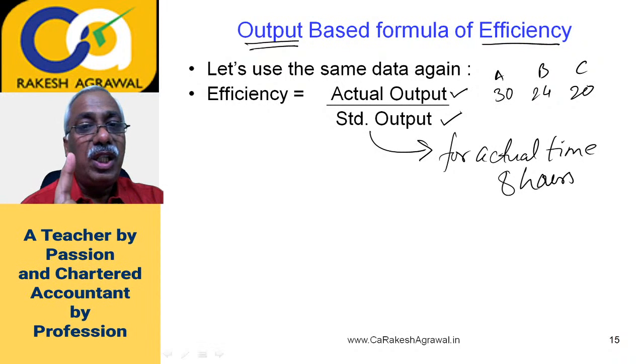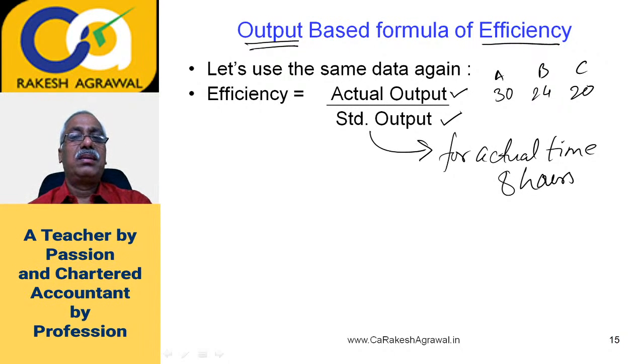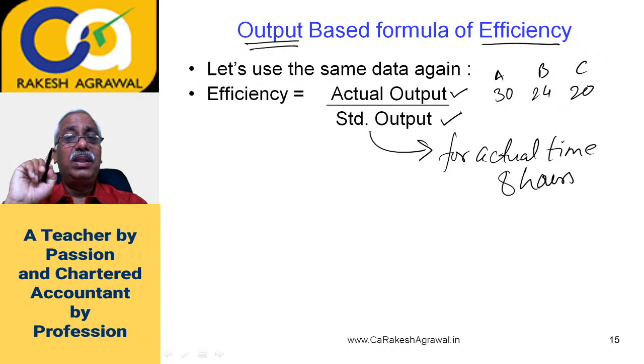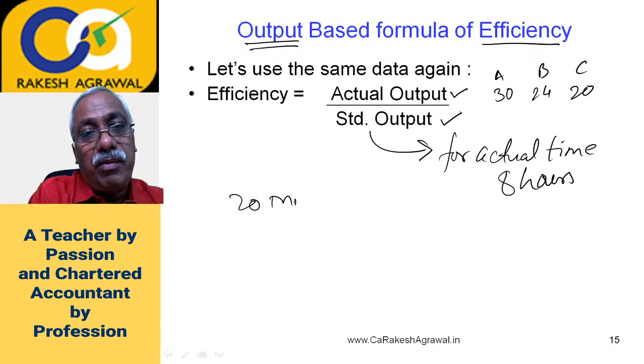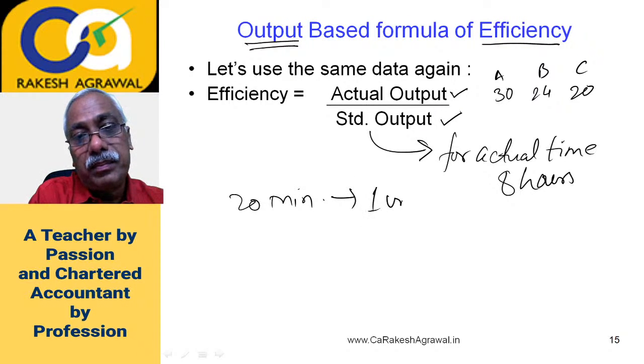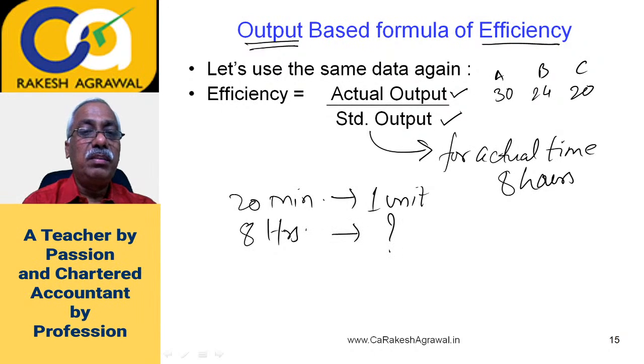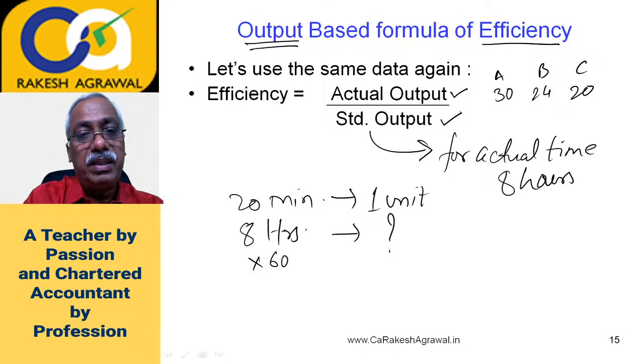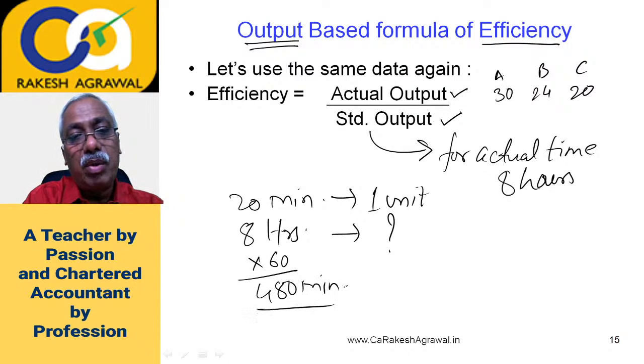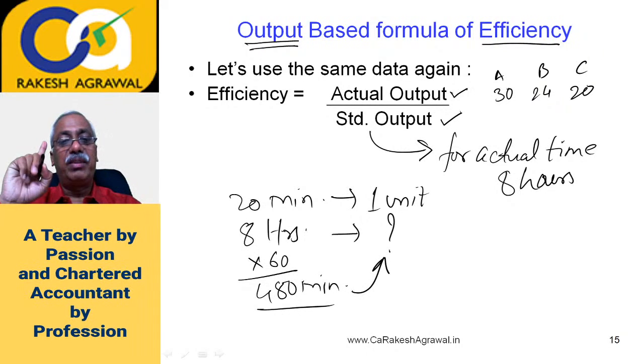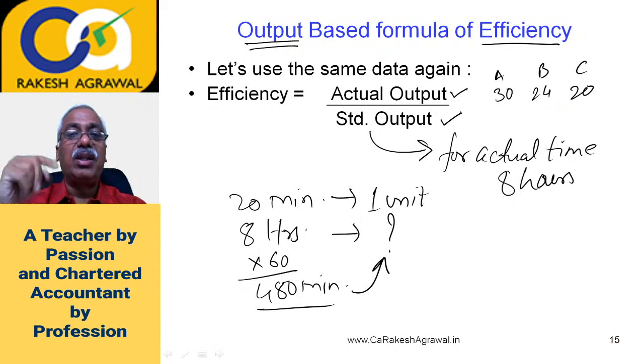Now see, we expected 1 unit in 20 minutes. From where did I get this? In the question or in that data we had seen that standard time allowed for 1 piece is 20 minutes. So in 20 minutes we expect 1 unit. So in 8 hours, how many units will we expect? You convert 8 hours into minutes, multiplying by 60. So 480 minutes. So in 480 minutes, how much will you expect? If in 20 minutes you are expecting 1 unit, then in 480 minutes how much will you expect?